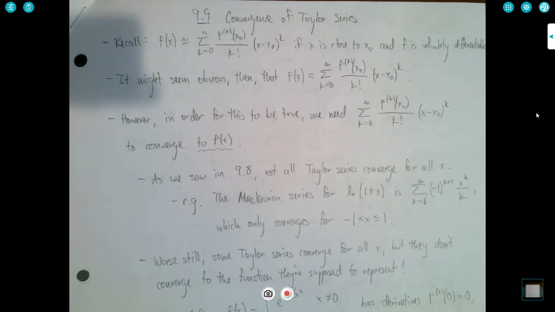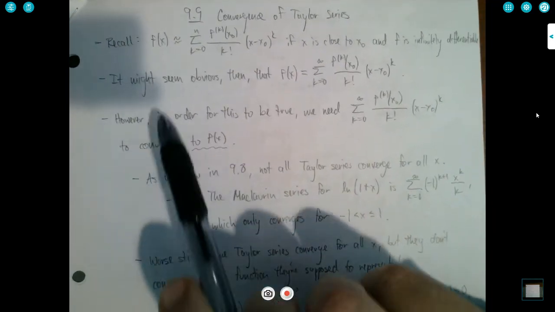And that's true. We talked about how to determine when a power series converges, and of course a Taylor series is just a special kind of power series. And so we already know how to determine when a Taylor series converges. The issue is that we don't know what the Taylor series converges to. And so that's what we're going to talk about in this section, right?